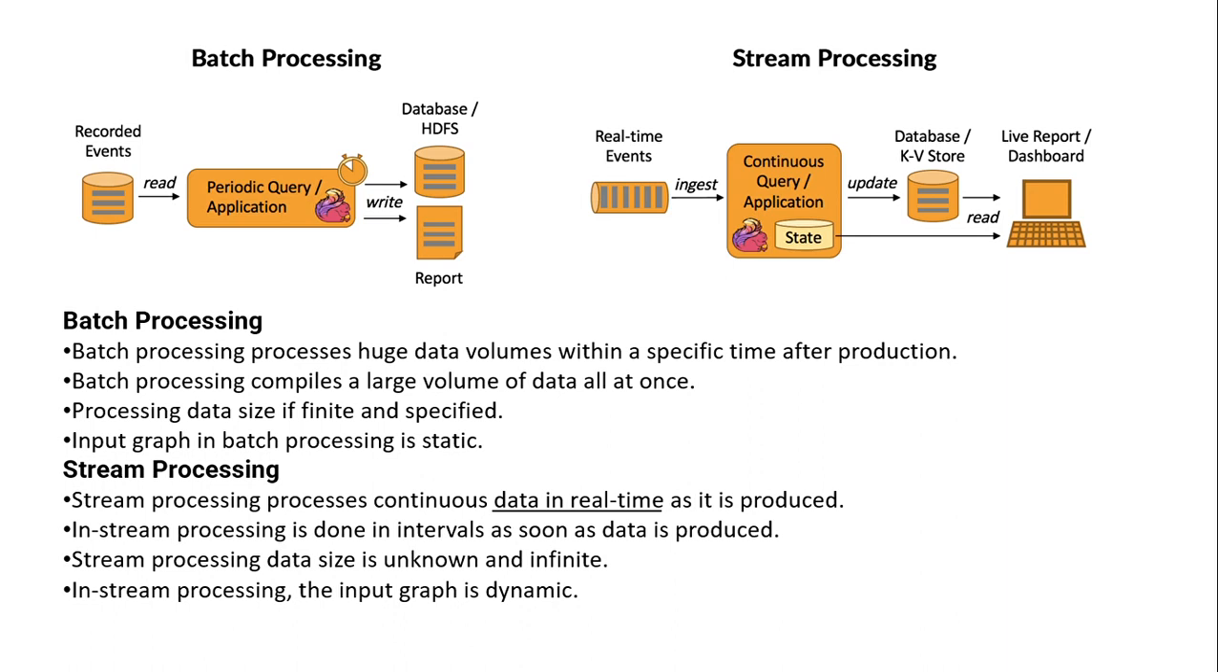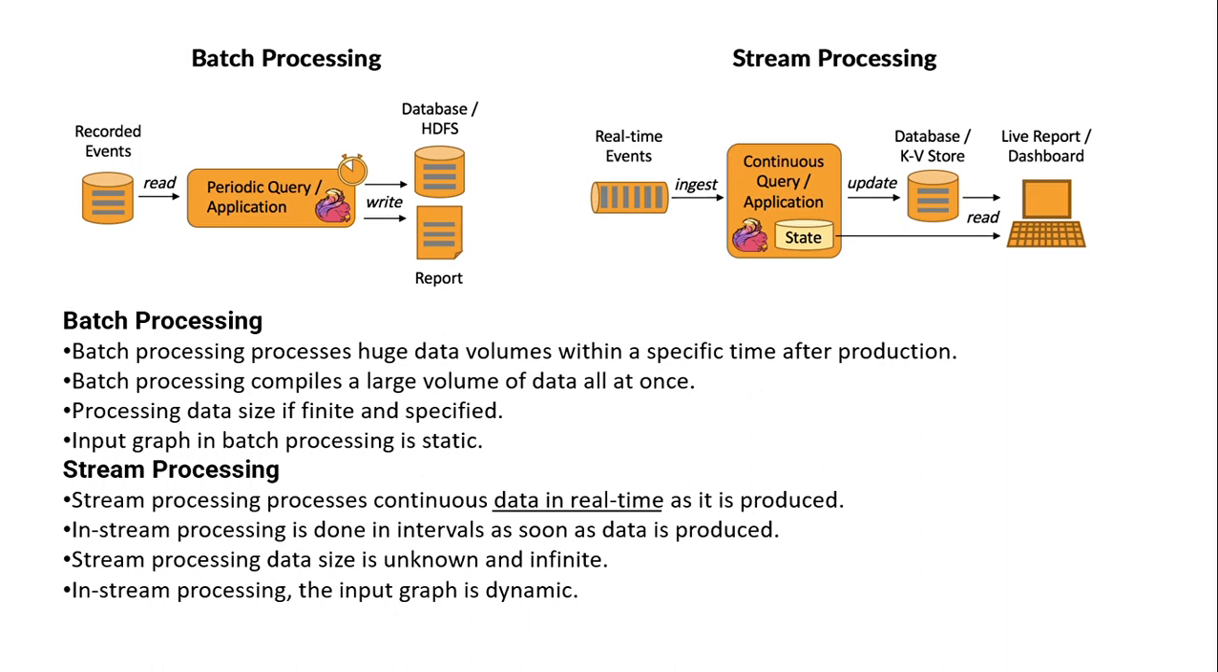Batch processing processes a huge data volume within a specific time after production. Batch processing compiles a large volume of data all at once. Batch processing processes data whose size is finite and specified. In batch processing, the input graph is static.